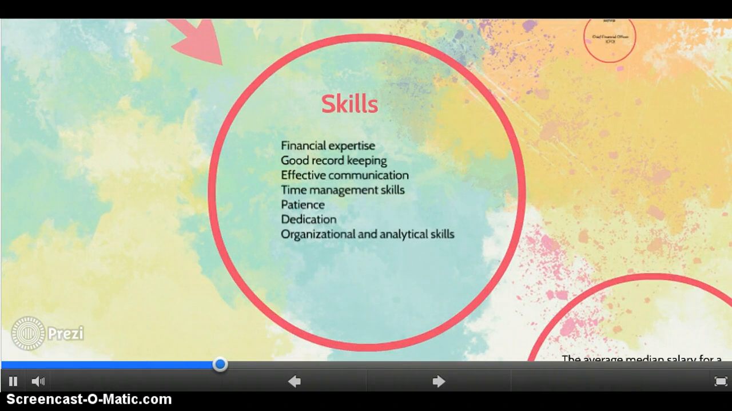So with the combination of skills and education, a good treasurer will have great financial expertise, good record-keeping skills, be able to communicate effectively, have excellent time management skills, a lot of patience and dedication, and good, sound organization and analytical skills to be most effective in the position of treasurer for a healthcare organization.